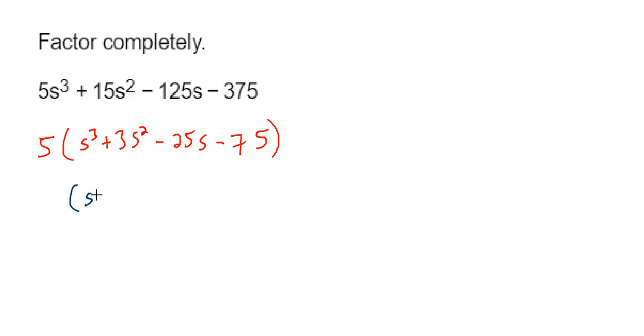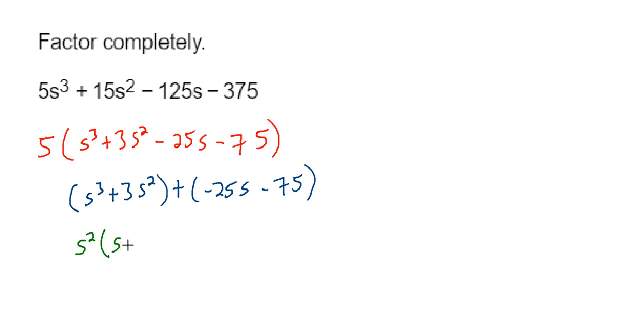So we'll group the first two terms together, s to the third power plus 3s squared. Always start with a plus sign between your two groups. So that minus sign will stay with the 25 inside the second group, and we'll get negative 25s minus 75. Factor out the common factor in the first group. That'll be s squared. That's going to leave me with s plus 3. Factor out the common factor in the second group. It's going to be 25.